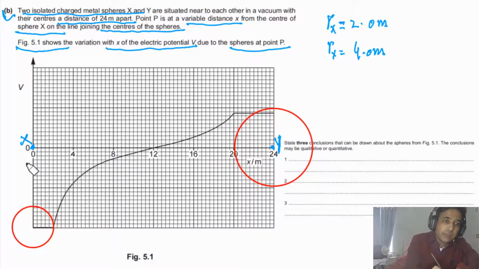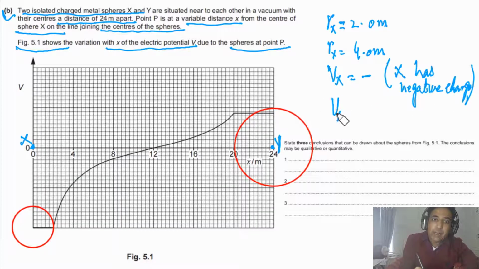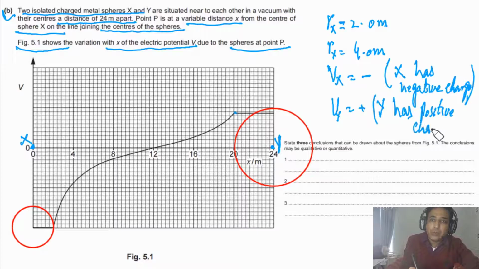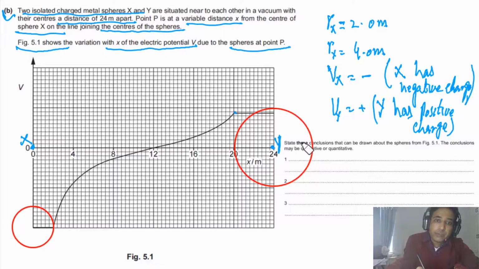The second thing we can say is the potential of sphere X is negative. It means X has negative charge, or we can say it is negatively charged. You can conclude from here. As we see Vy, this potential is positive, so we can say Y has positive charge. These 4 points are very easy to write down, but the question is asking for simply 3 conclusions. So if you write down these 4 conclusions, you will get 3 marks.